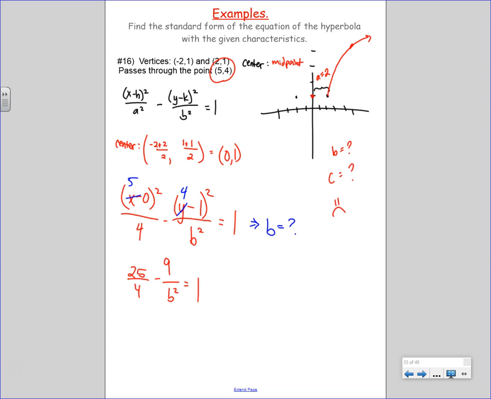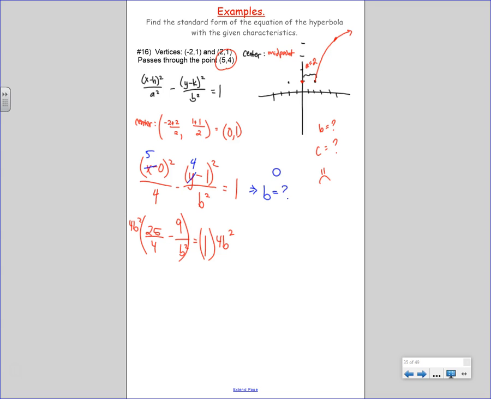Okay. We could subtract 25/4. Is anybody else a fan of multiplying both sides by 4b squared? Sometimes you just give your input because it'll be easier. It's okay. So multiply both sides by 4b squared. But be willing, if they disagree, to maybe not always do things your way.